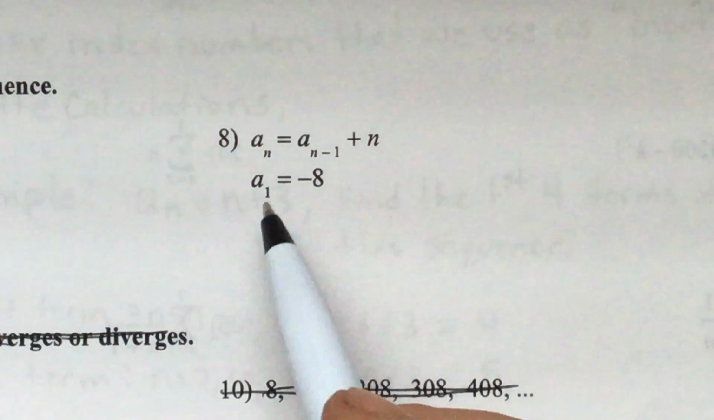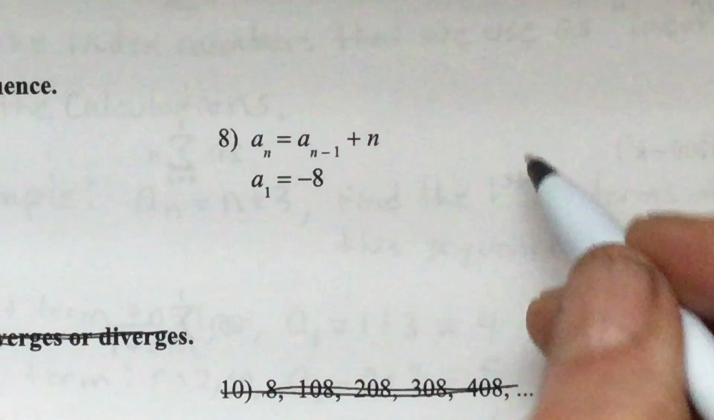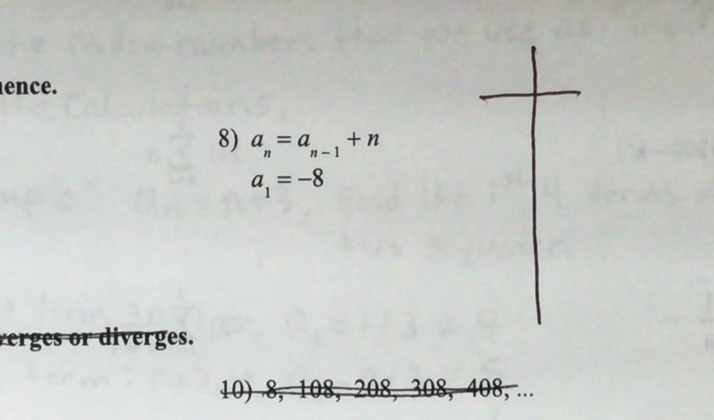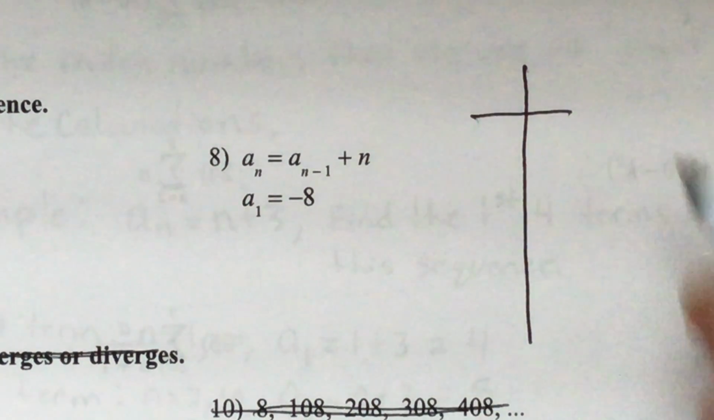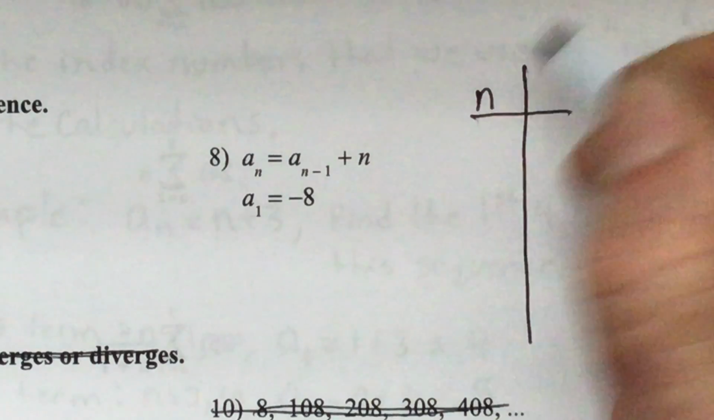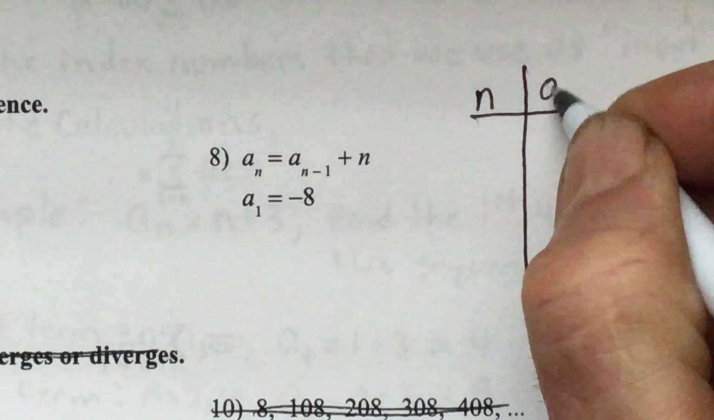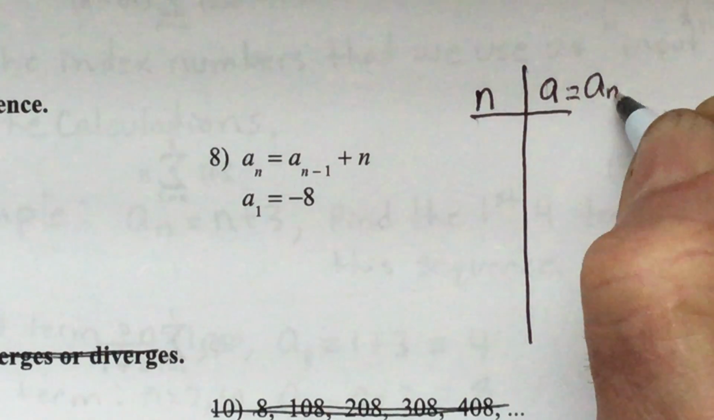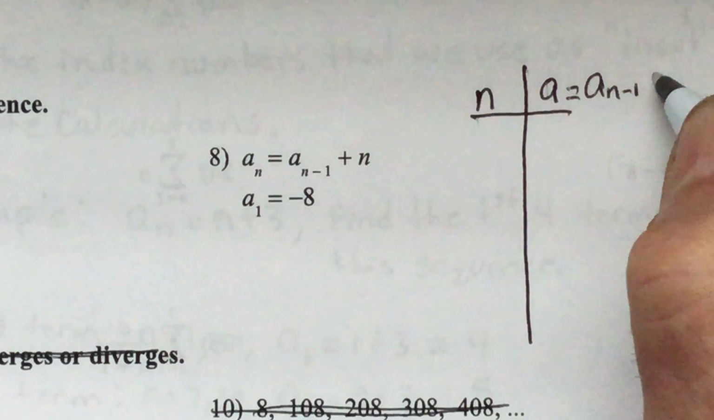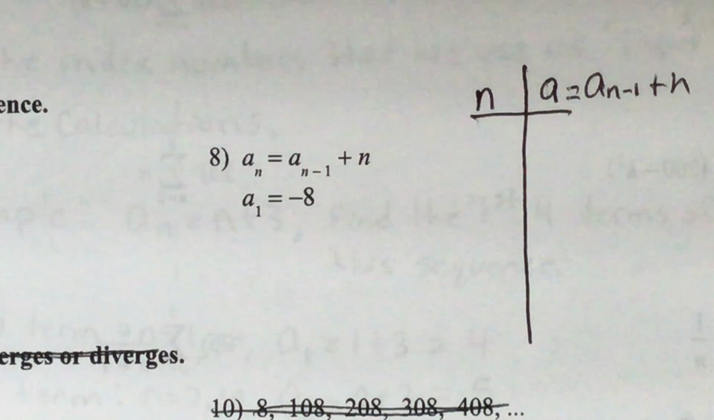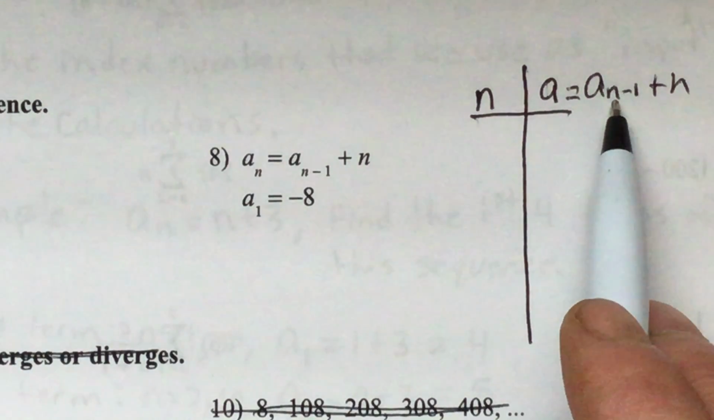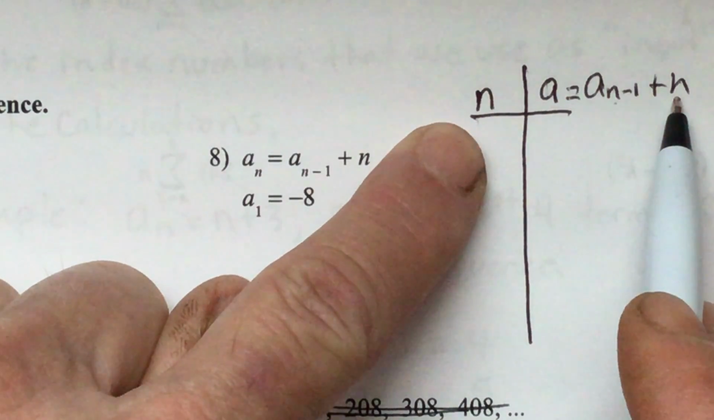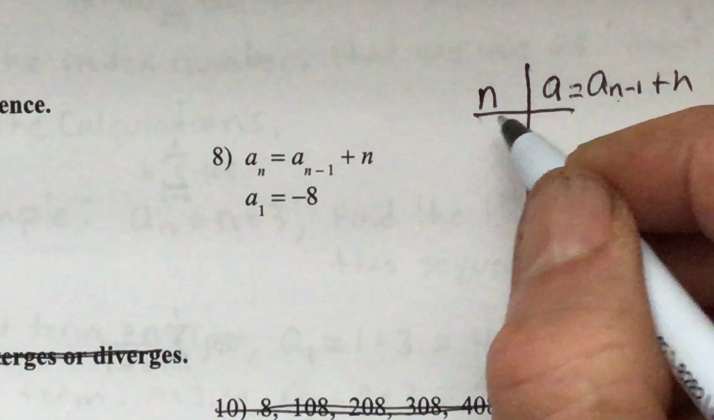In the examples where they tell us what the first element is, now we're just going to make a table. This will be the easiest way to do it. Okay, n is going to go here. A is going to go here. And a is going to equal a sub n minus 1 plus n, which means use the number that came before it and add the index number, the one that you're working on now.